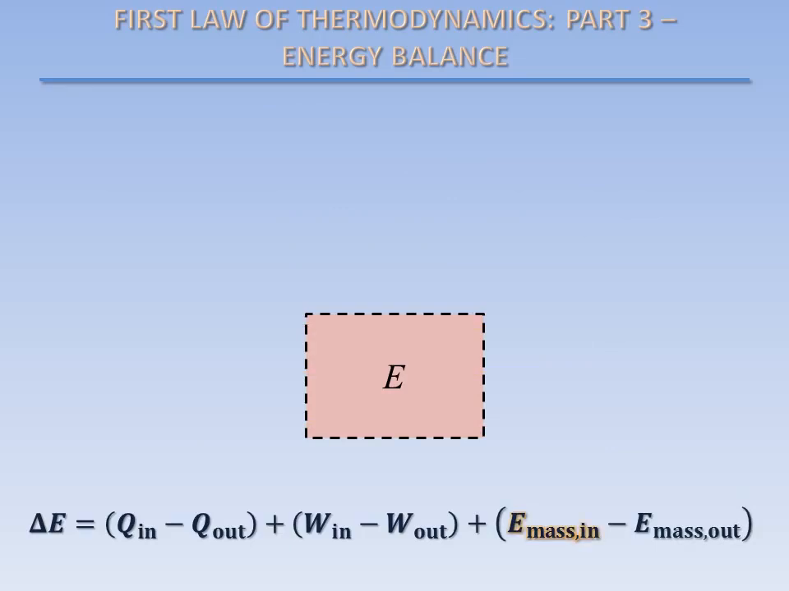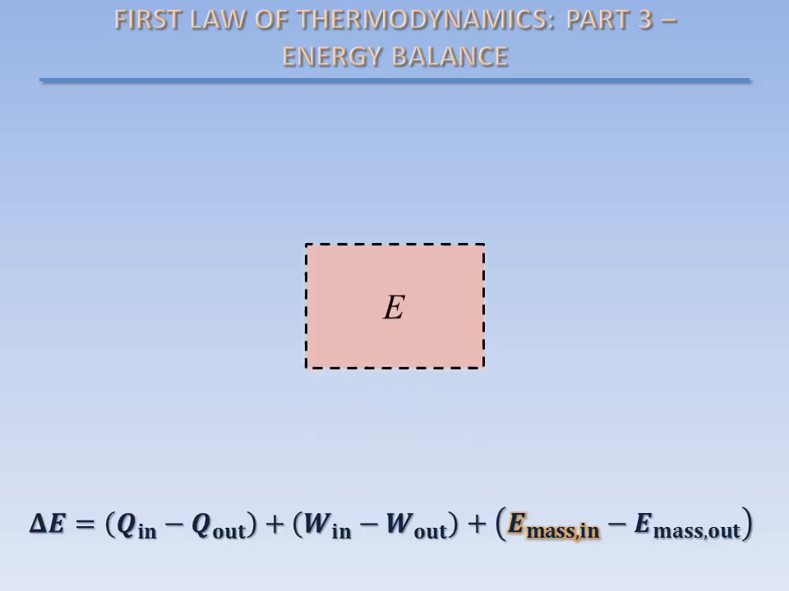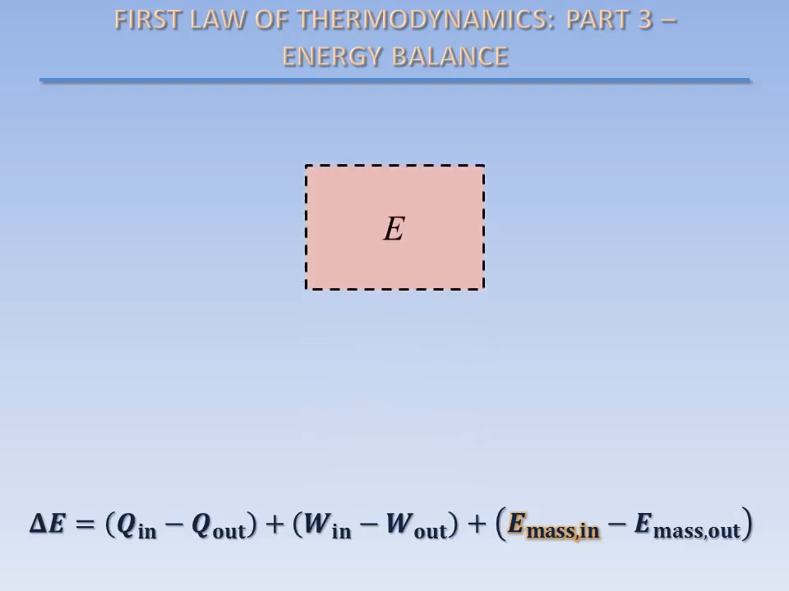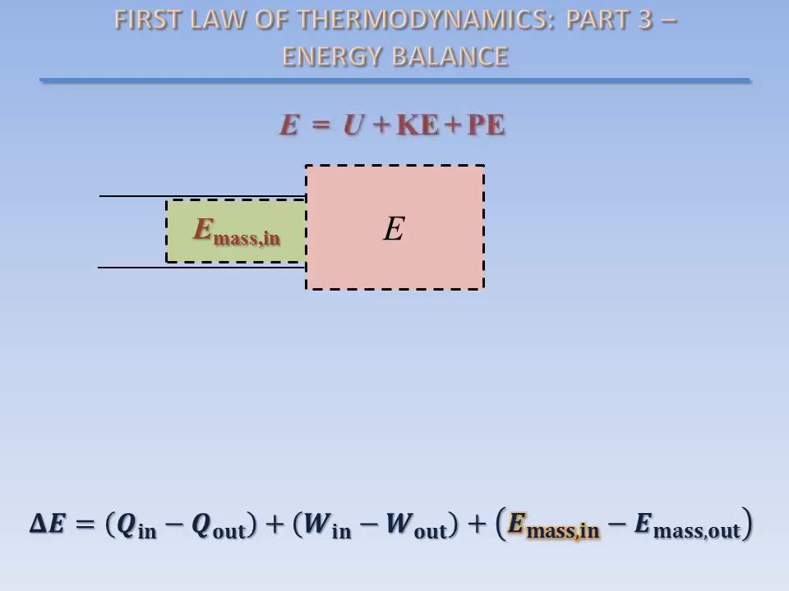Let's take a closer look at the energy transferred into the system by mass flow. Suppose there is some fixed amount of mass that will enter our system during a process. Let's determine the total amount of energy contained in this mass. We'll take the mass as a separate system. Recall that the total energy contained in a system consists of the internal energy, the kinetic energy, and the potential energy of the system.